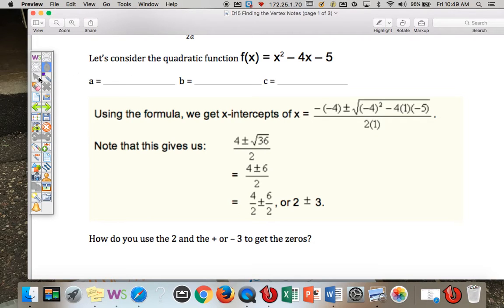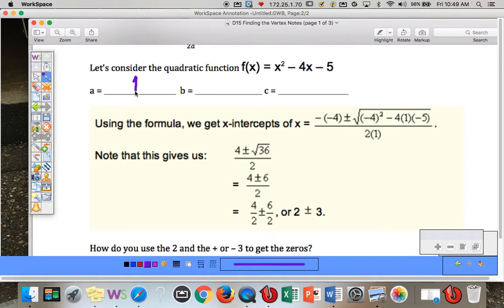You should be able to calculate A, B, and C. So A is the number next to the x squared, it's 1. B is the number next to the x, it's negative 4. And C is the number by itself, negative 5.